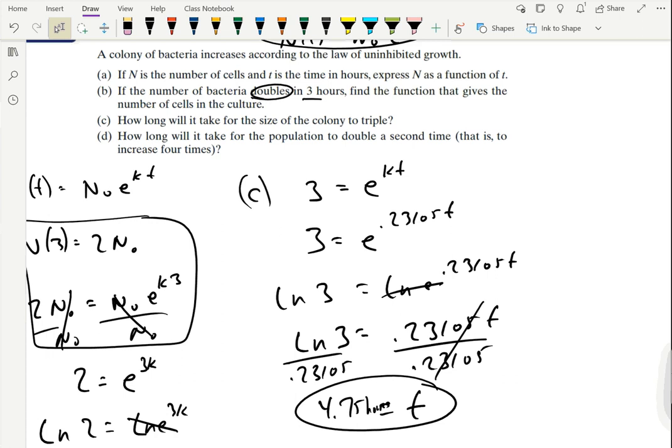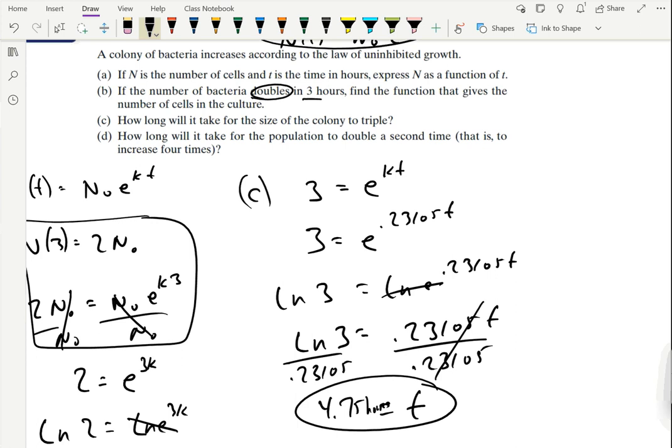So now that we have answered letter C, let's move on to letter D. How long will it take the population to double a second time? Okay, so that is to increase 4 times. So two ways we could do this. We could go back to something like letter C here and plug in 4 and 0.23105. And so down here at the end, we'd end up with natural log of 4 divided by that.